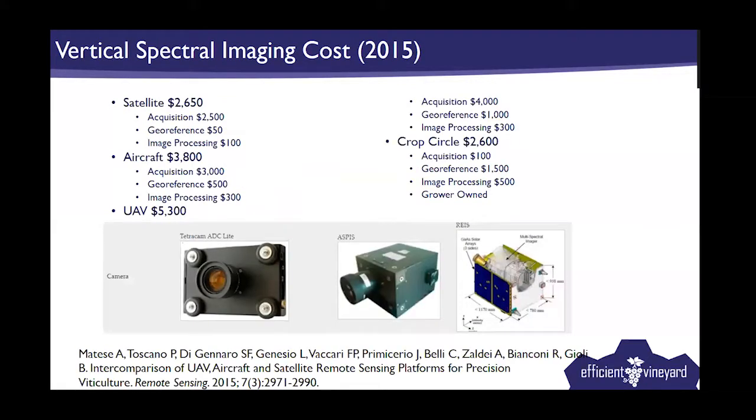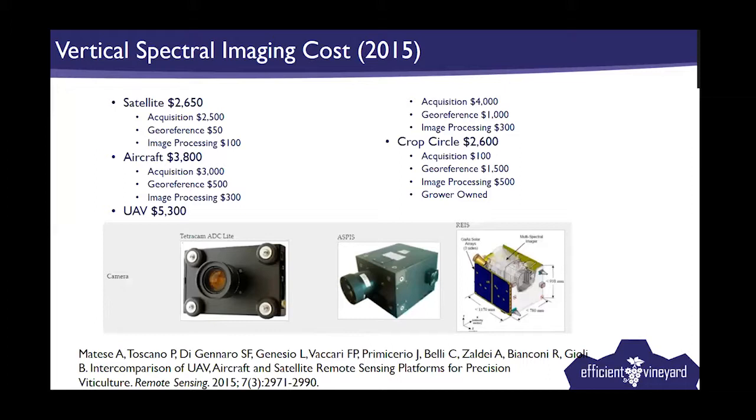So what I refer to as vertical spectral imaging, this is where a lot of the excitement is. There was a study in 2015, which is sort of important to note because these costs are going to change all the time. Satellite technology is advancing. UAV technology, especially in terms of battery life, is advancing. So these costs will evolve, and I'm sure they've evolved since 2015.